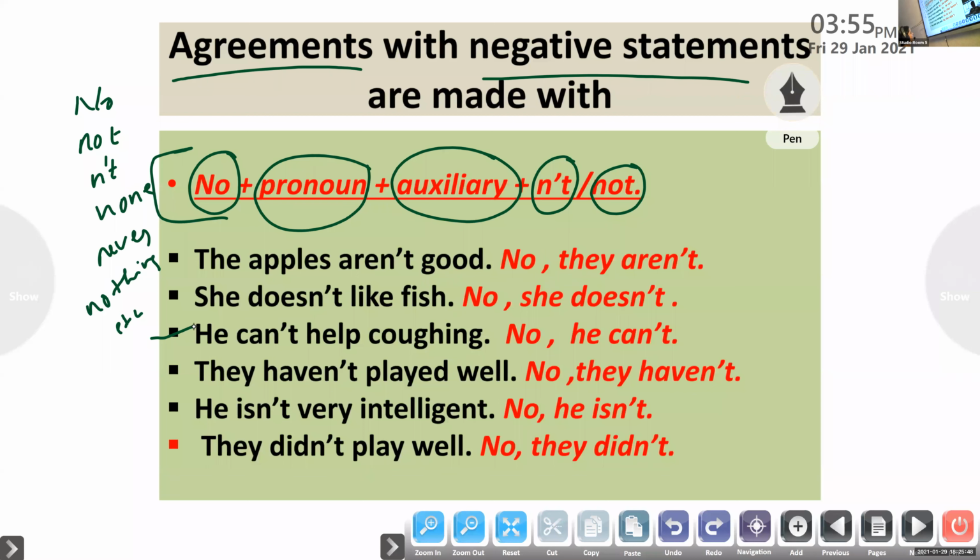He isn't very intelligent. Our little Aaron is here. Aaron, the statement is for you. He isn't very intelligent. How to agree with me? It is a negative statement because you can see the n't used along with the auxiliary verb in a sentence, and this is a statement ending with a full stop. So how to agree with me?